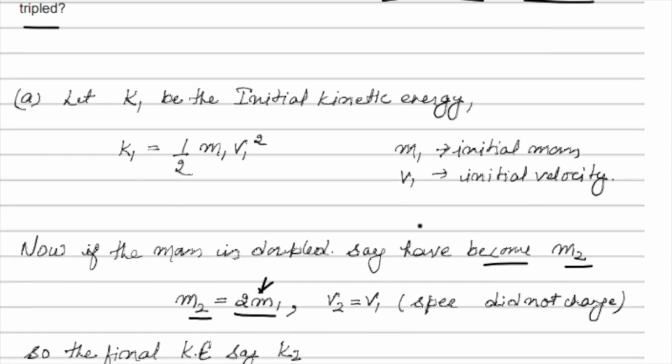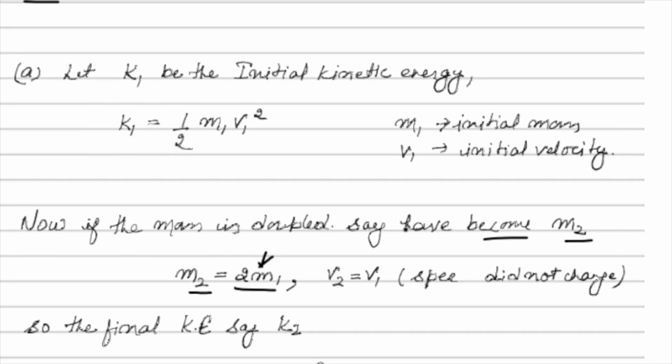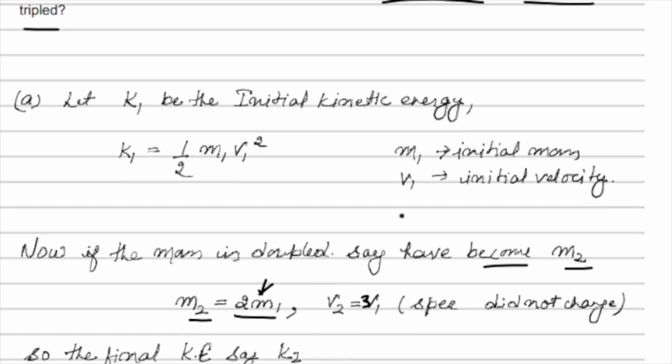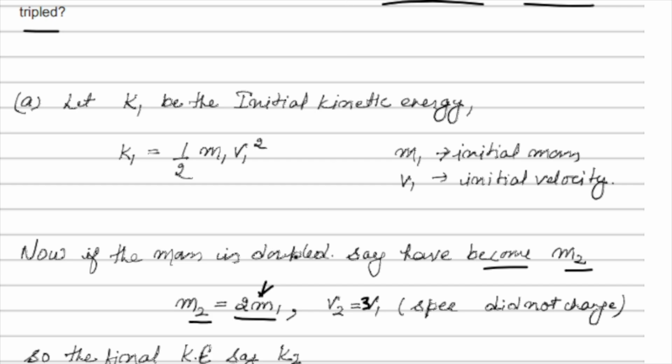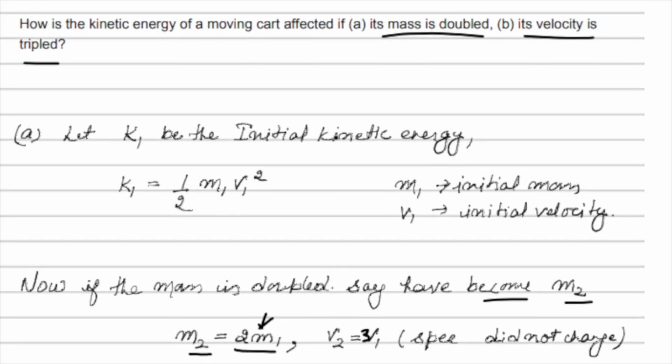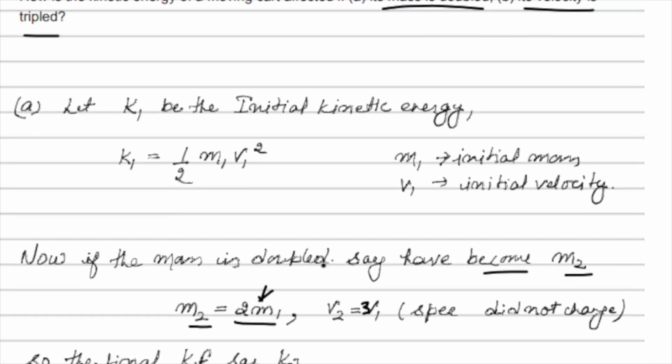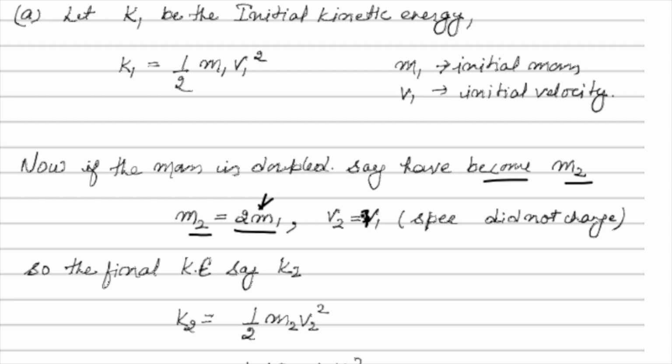And the speed did not change. But no, the velocity is tripled. Sorry, the velocity is tripled, so v2 is 3 v1. I thought the velocity is not. Okay. Yeah, in the first part, we will consider that the speed has not changed, so it will remain the same.